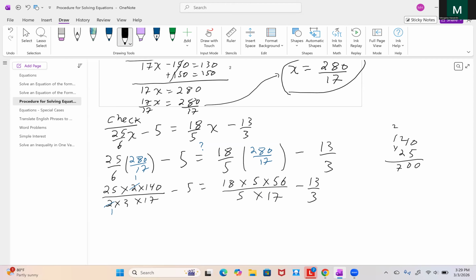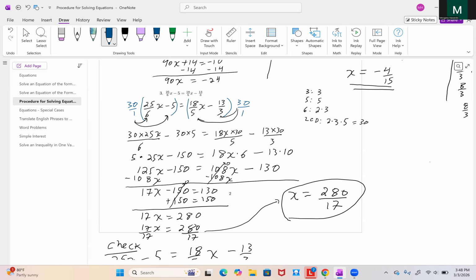So we want to bring all the variables to one side. So 108x minus 108x on both sides. So this is 0. 125 minus 108 is 17. So 15 minus 8 is 7, and 1, bring it down, and this 0. So 17x. So now 17x minus 150 is equal to, this is 0, minus 130. So what did we do here? We forgot to bring that minus here.